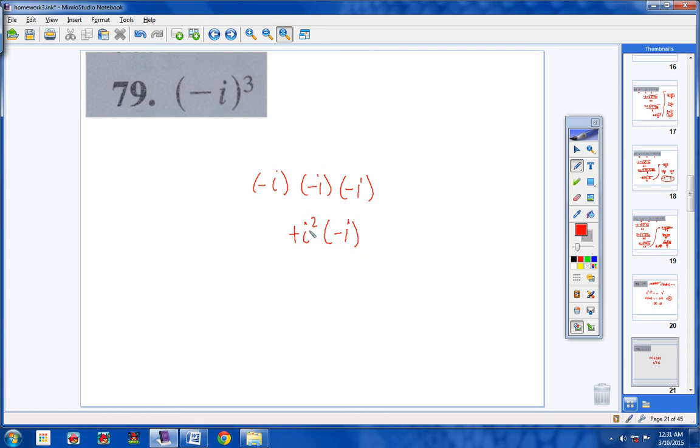And then this positive i squared becomes a negative 1 times a negative i. And I hope you're seeing this. I just broke it out step by step. Negative i is in the parentheses, so negative i to the third power is negative i, negative i, negative i. Multiply these two together, you get a positive i squared. Well, a positive i squared is negative 1. Now a negative 1 times a negative i is simply a positive i for number 79. Positive i.